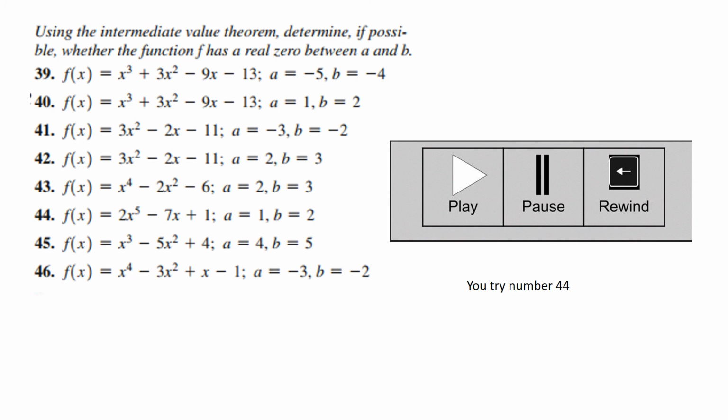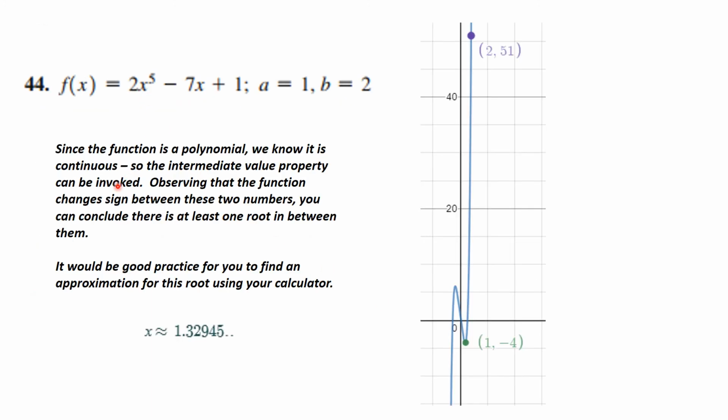And now I am back. Let's look at my solution to number 44. Now, for number 44, it is a polynomial, so we know it's continuous, so the intermediate value property can be invoked. And they're asking us to compare the values of f of x at f of a and f of b, 1 and 2. When you do that, you find that at 1 it is negative, -4, and at 2 it is positive, 51. By the intermediate value property, that means that since the function changes signs between these two numbers, you can conclude there is at least one root in between them.